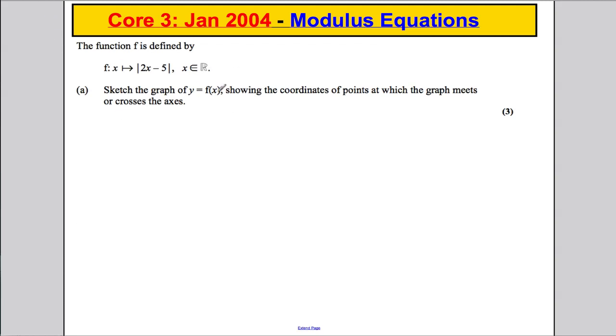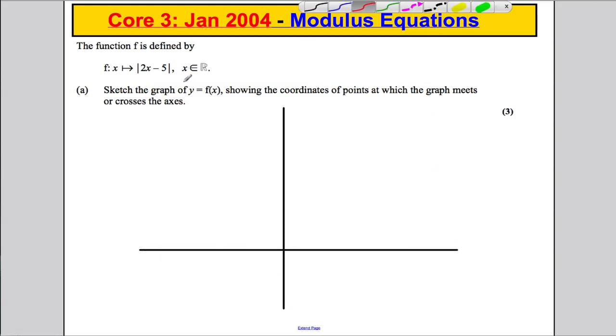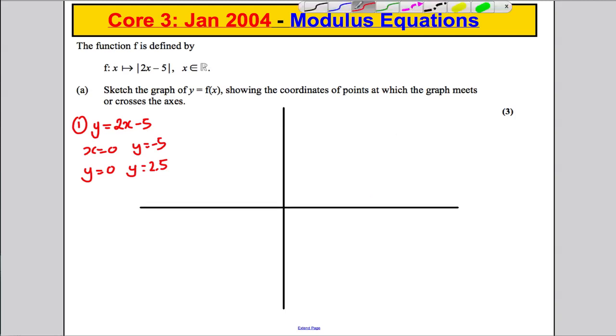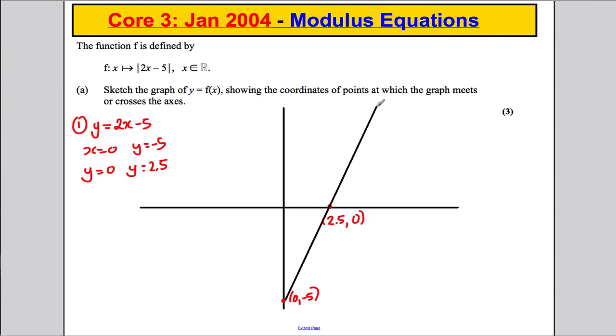Okay, for part A, we're simply asked to sketch this graph and show the points where it meets the axes. Easy as always, these ones. So first of all, you forget that there's a modulus, and step 1, you draw the graph y is 2x subtract 5. When x is 0, y is negative 5, and when y is 0, x would be 2.5. We've actually drawn this one before. This point here would be 0, negative 5, and this point here would be 2.5, 0, and we would draw ourselves a line between the two as such.